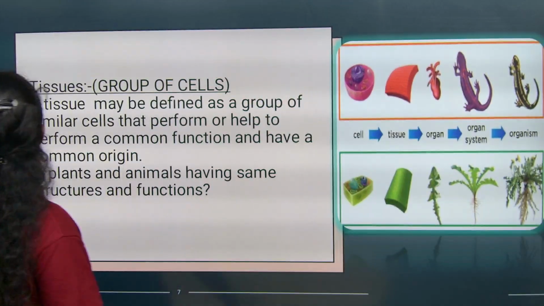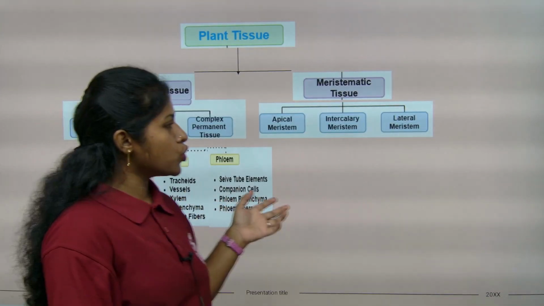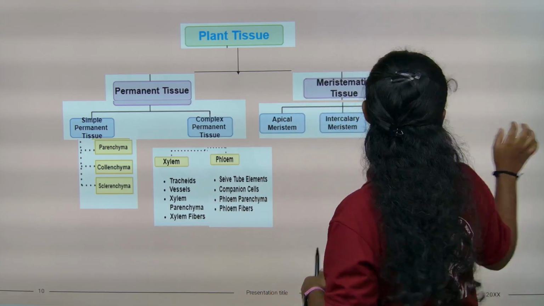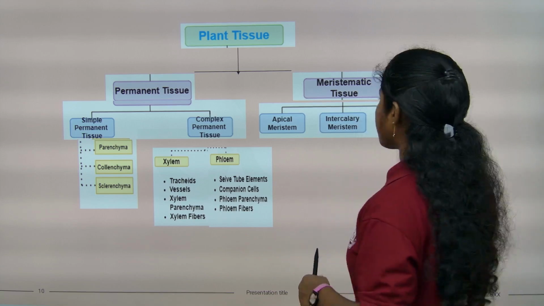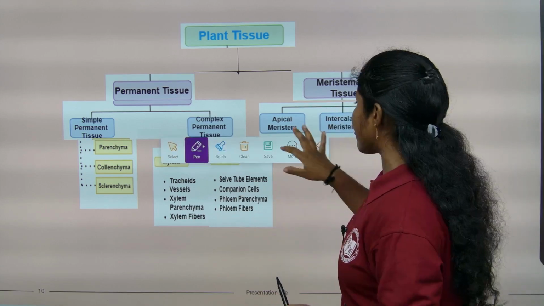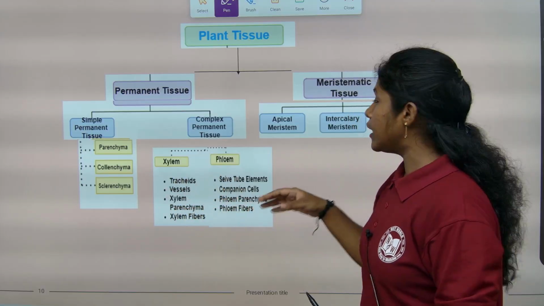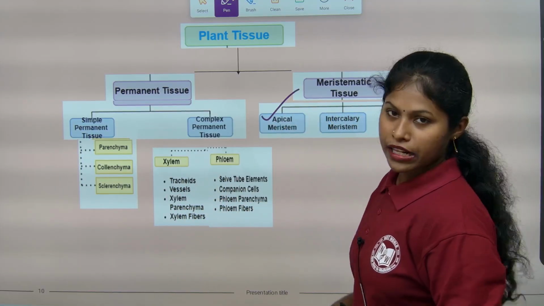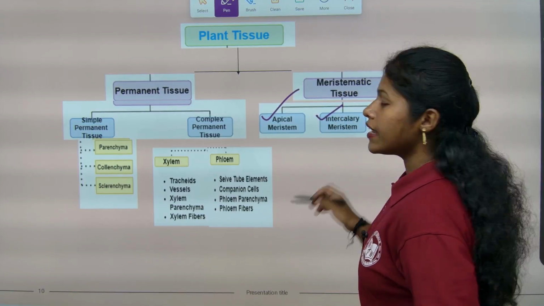So we discussed how many types, children? There are two types. One is meristematic tissue and another one is permanent tissue. The meristematic tissue has meristematic cells, and they are also called actively dividing cells, and based on their location there are three types. What are they, children? One is apical meristem, another one is intercalary meristem, and the third one is lateral meristem.